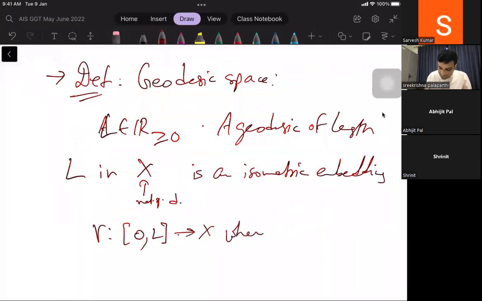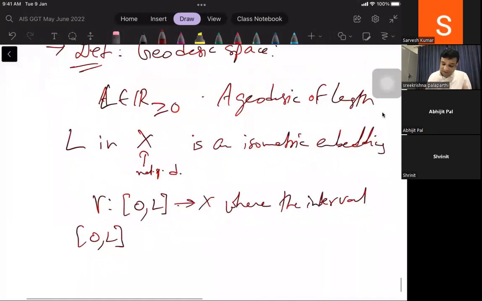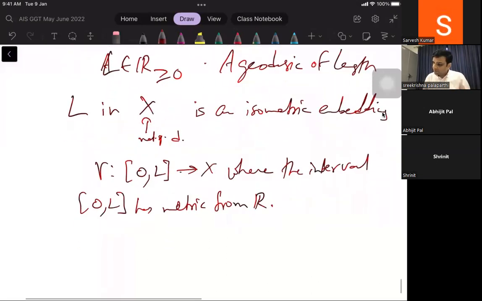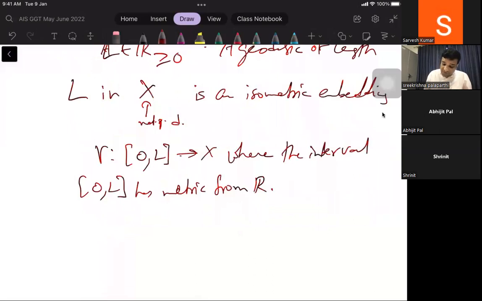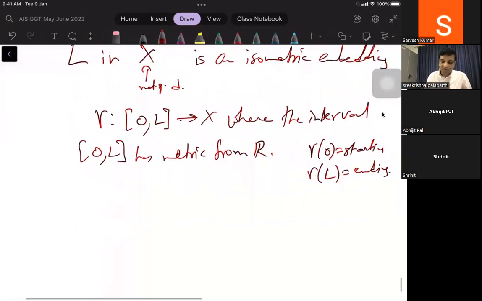The interval [0, L] needs a metric, since I'm talking about an isometric embedding. It is an interval which gets its metric from R. You call the point gamma of 0 the starting point and gamma of L the end point. So there is a sense of direction on this geodesic.